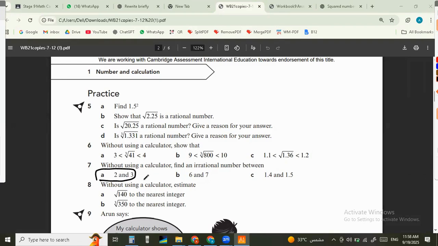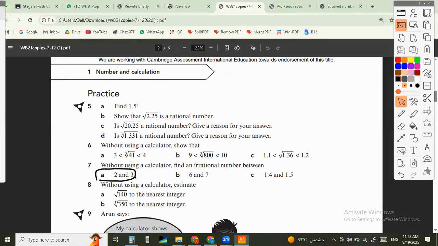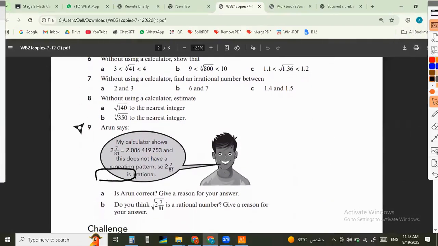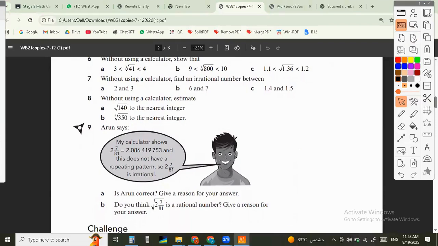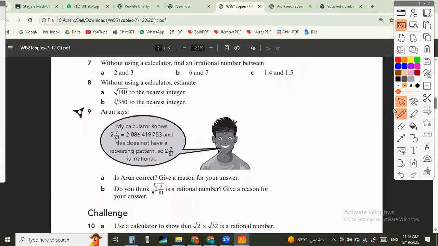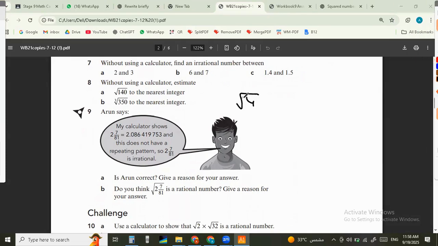Everything is explained to you in the notes. Between 2 and 3, let's use this empty space over here. All right, an irrational number between 2 and 3. 2 is what as a square root? 2 is the square root of 4. And 3 is what as a square root? Square root of 9. Anything in between is going to be irrational.